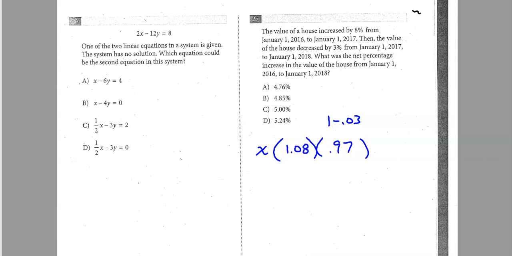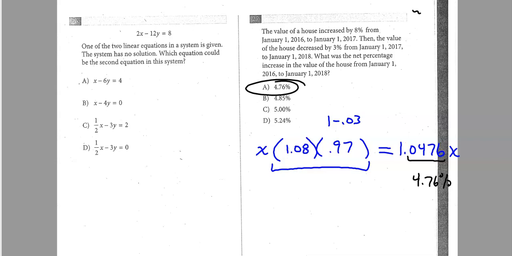What was the net percentage increase for the 2 years? So basically, what do you get when you do both of these together? So I'm going to multiply those together. 1.08 times 0.97. I end up with 1.0476 times the value of the house. So my growth is going to be right there, which is going to be 4.76% growth. Correct answer is A.